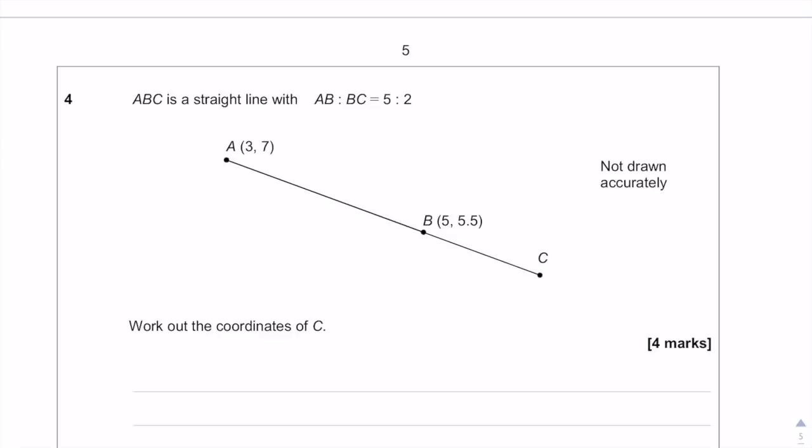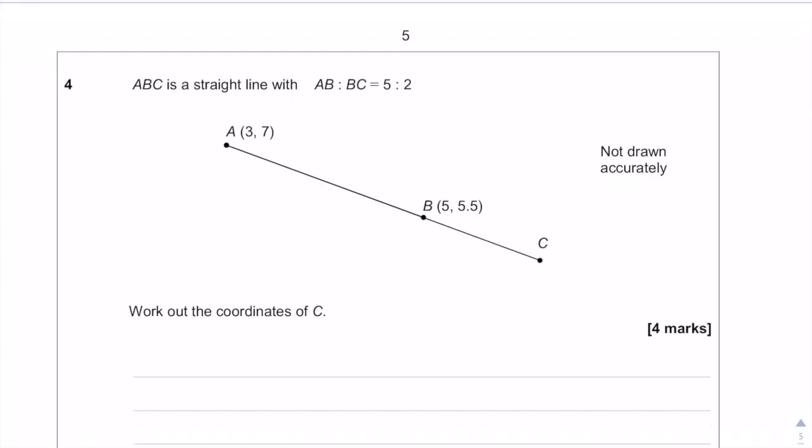Question 4. ABC is a straight line with AB to BC equal to 5 to 2. Work out the coordinates of C. Okay, so I'm going to represent C as x, y. We'll form an equation for the gradient of AC. What I'm going to do is form a triangle with the coordinates A and C and work out what the side lengths of this triangle are.